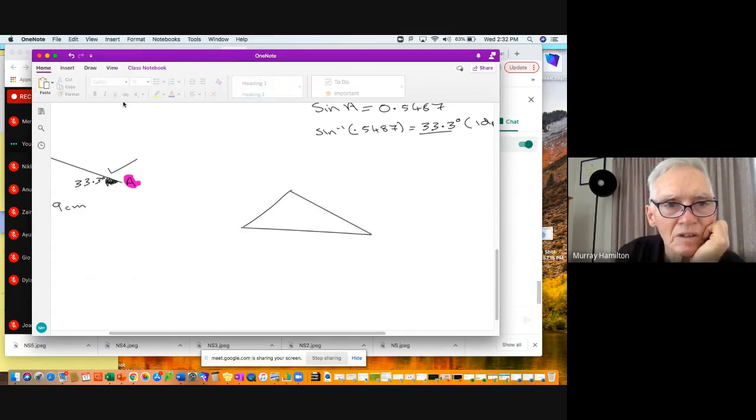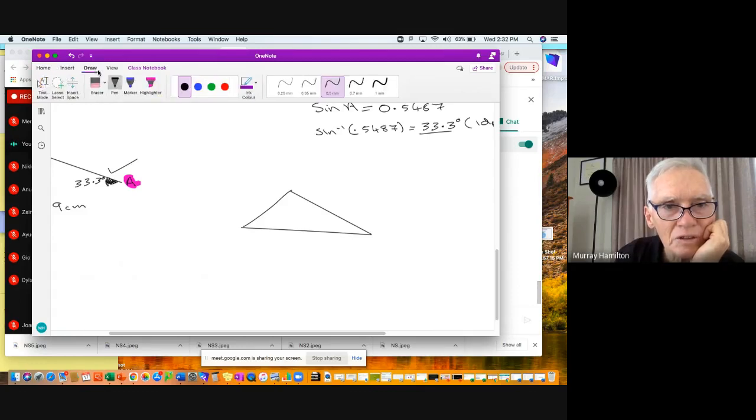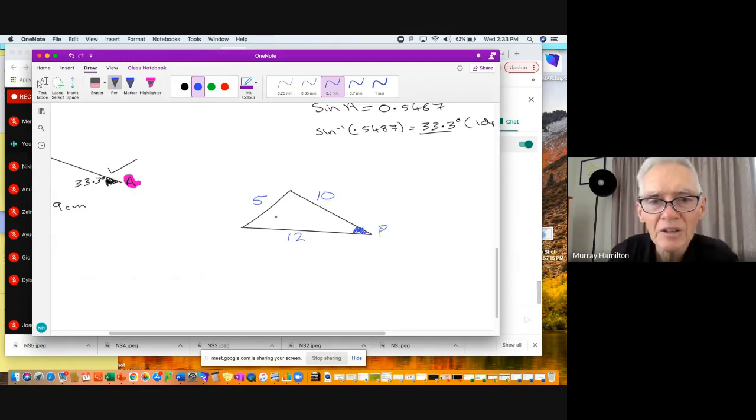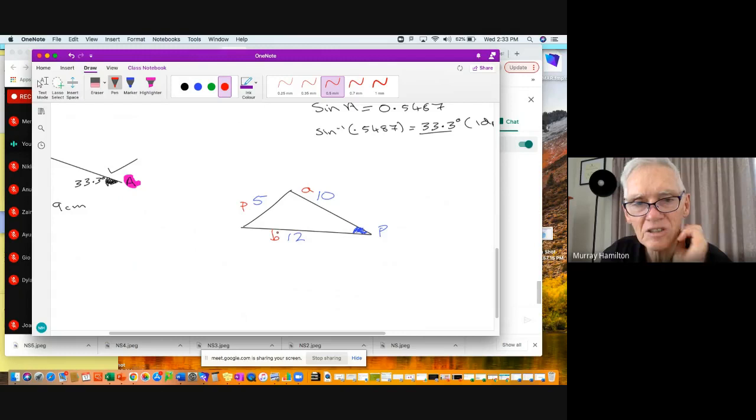So this time here, I'm going to put the sides in, and we'll make this a 10. We'll make that 12. We'll make that, say, 5. And I want to find this angle here, which I'm going to call angle P. Now, note here I've got 3 sides. I can call this little p, and I can call this little a and little b, or any letters I like, right? So you can choose them.